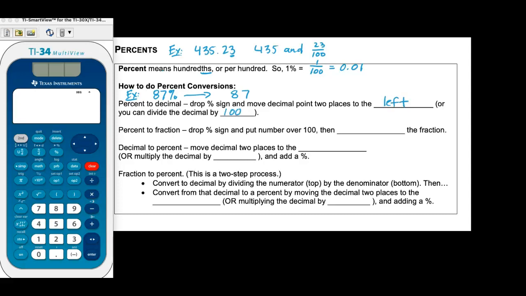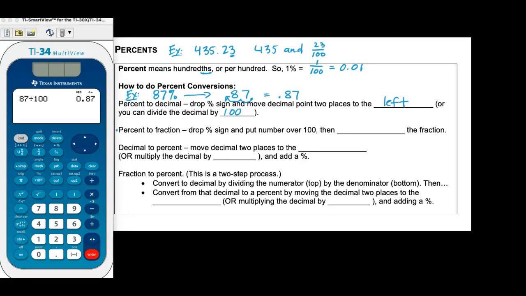And so if you look at this number, you might say, well, there is no decimal point. Well, there is, it's just you don't see it explicitly written. So it's always at the very end of the number to the right of the last digit if you don't see it already written in the problem. So you put the decimal point there, you move it 2 spots to the left, and you're done. You get 0.87. So that's the decimal for 87%. If you would like to divide by 100, you could take 87 and divide by 100, and you can see that the calculator gives us 0.87 as well.